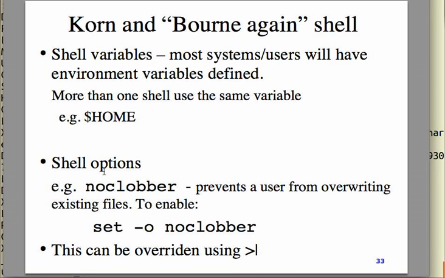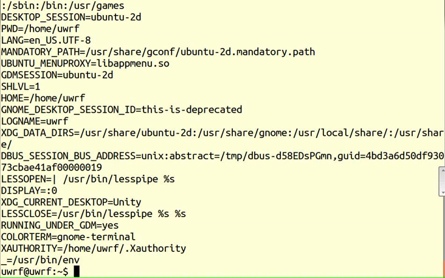There's a bunch of options. There's not much of a chance that we can go through all of them, but one thing that you want to look at is the noclobber option. This is used to prevent a user from overwriting existing files. By default it is not enabled, but if you do want to enable it, you have to use the set command, set -o noclobber. Let me see if that works.